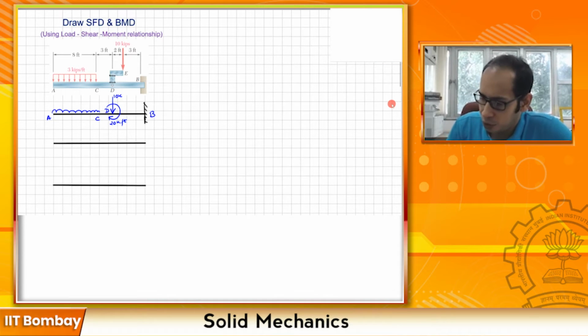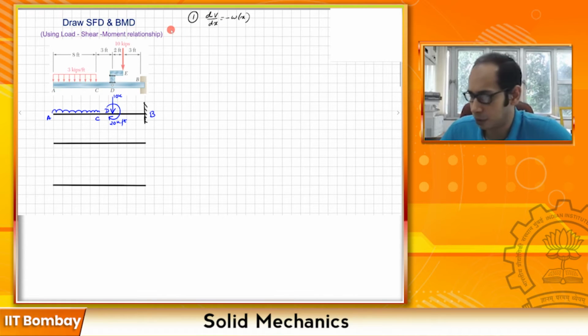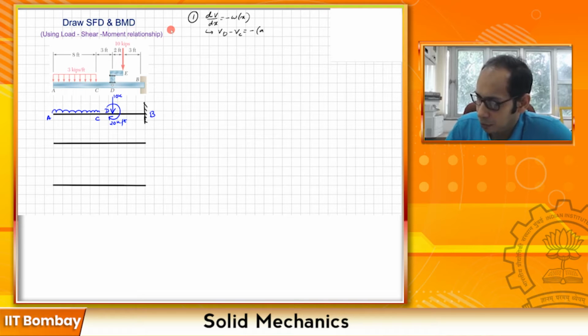So if we have to quickly write the relationships down, the first relationship was dV/dx is negative of w(x). Now always remember, this negative sign is because w was acting vertically down. If it was acting vertically up, for example, if this load was pointing upwards, this would be a positive sign. So keep that in mind. And this also leads to that other relationship, that between 2 points, V_D minus V_C is negative of the area of the loading diagram.